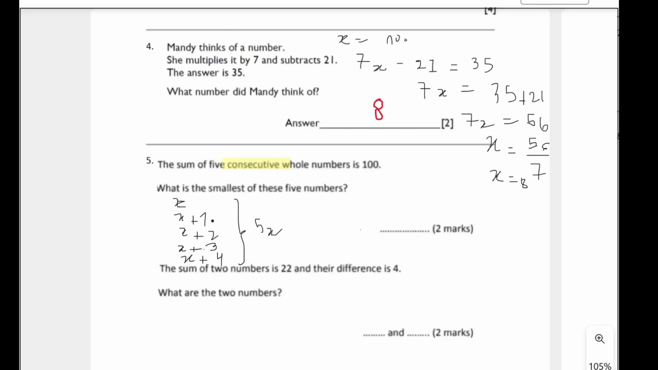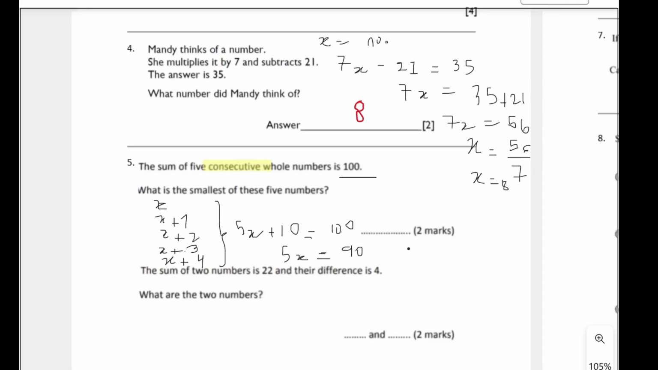We have 1 plus 2, which is equal to 3. 3 plus 3 is 6, plus 4 is equal to 10. 5x plus 10. And they're telling us that the sum is equal to 100. So we end up with 5x plus 10 is equal to 100. Therefore, we get 5x. Let's subtract 10 from both sides. We end up with 90.